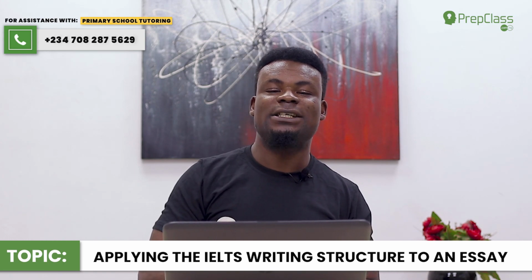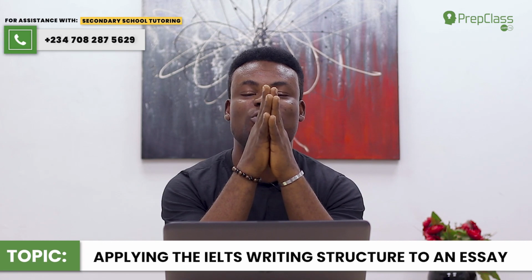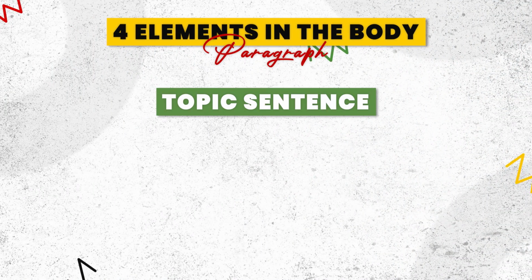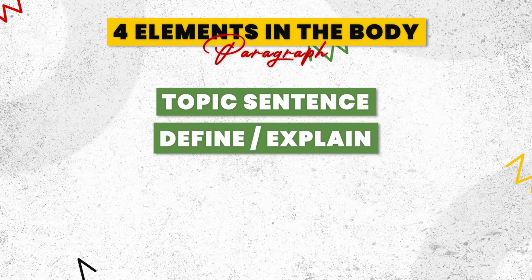Our body paragraph has 4 elements, just like our introductory paragraph. The 4 elements include a topic sentence, where you state what the main point of the paragraph is, a part where you define and explain, that's the next sentence that follows. That sentence gives either a definition or an explanation of your point.